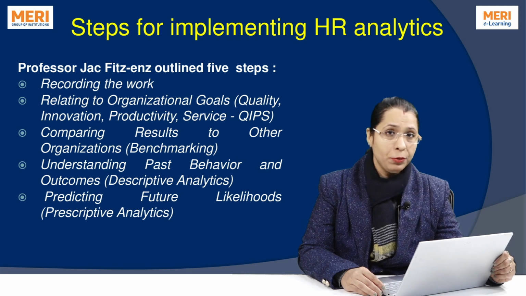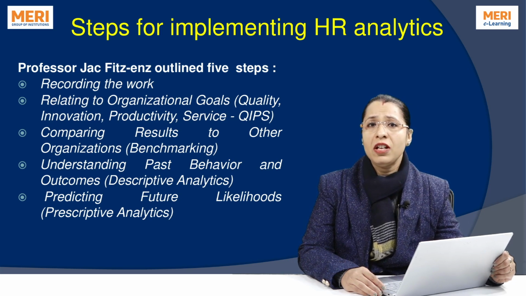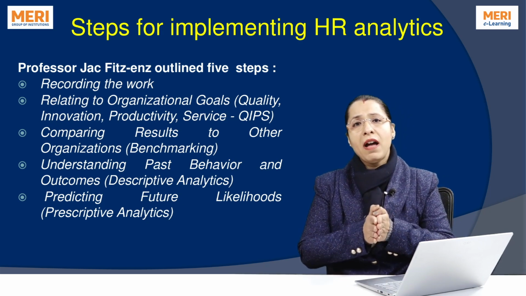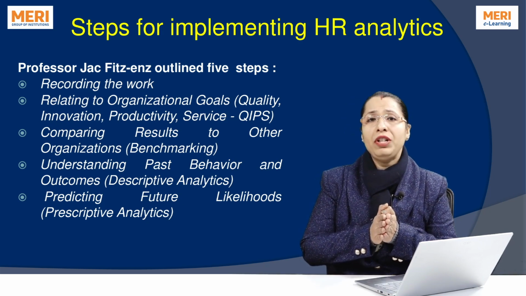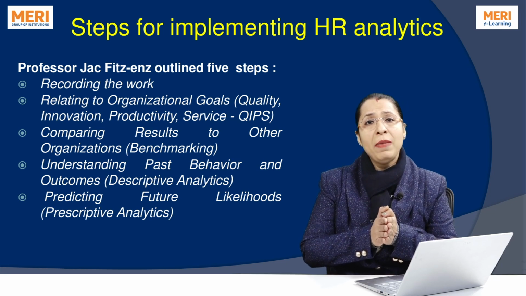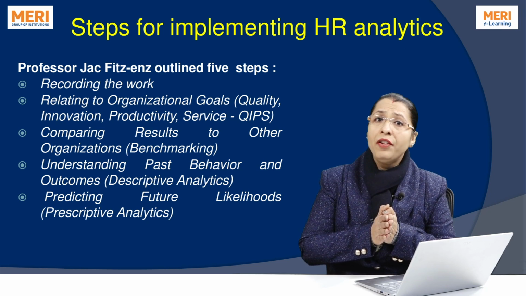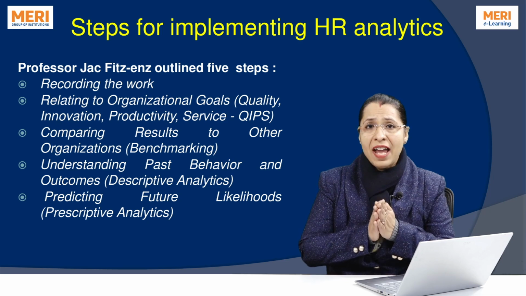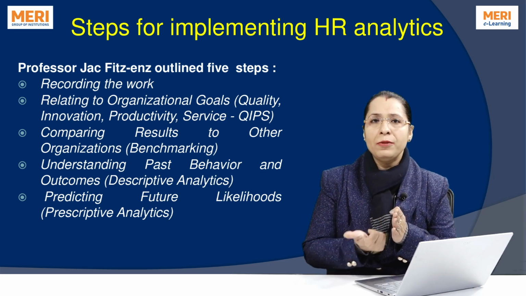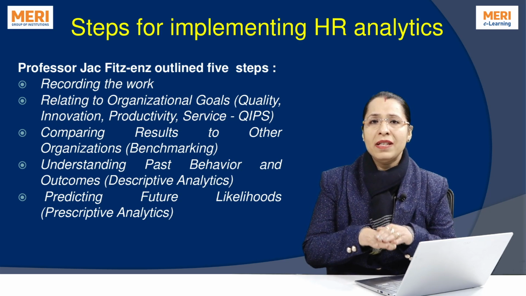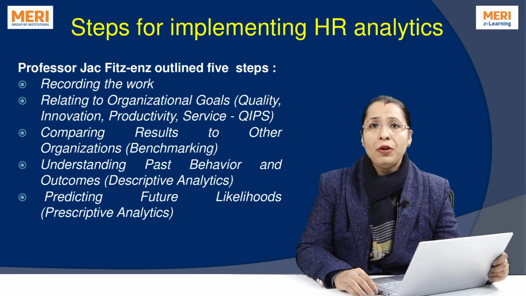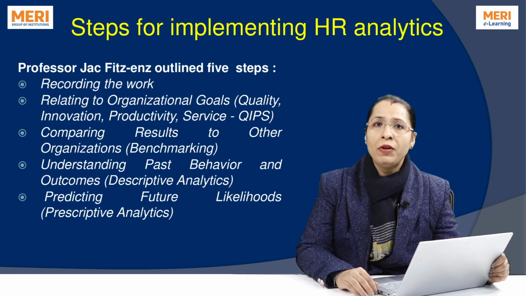Now we have step 2, that is relating to organizational goals, known as QUIPs: quality, innovation, productivity, and service. Basically, this framework encompasses the primary objectives of most organizations, with goals set by their senior leadership, guiding the review of organizational performance. It is essential to align every employee's outcomes with these goals, so that they align with the business outcomes and demonstrate how each employee's work contributes to achieving the organization's overall objectives.